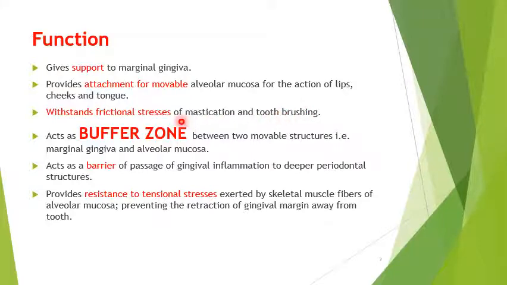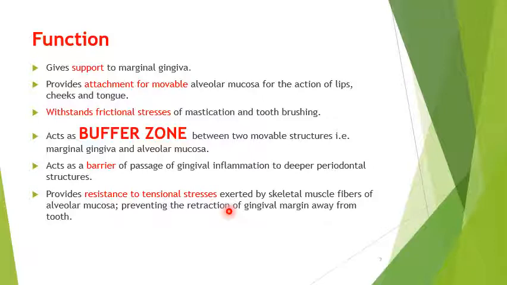The main function of attached gingiva is that it acts as a buffer zone between two movable structures, marginal gingiva and alveolar mucosa. So it prevents the spread of inflammation from marginal gingiva to the deeper structures, and it provides resistance to the tensional stresses exerted by skeletal muscles of alveolar mucosa. So it prevents the retraction of gingival margin away from the tooth every time we use lips, cheeks and tongue.